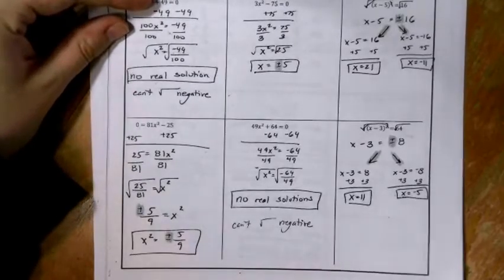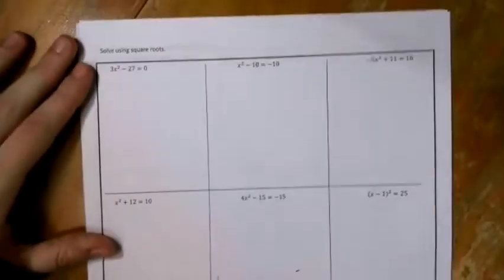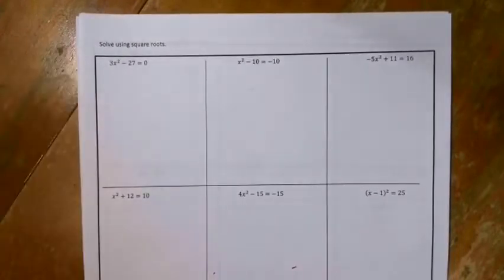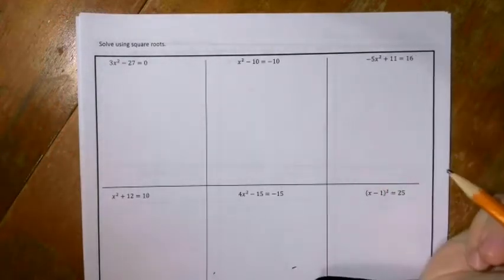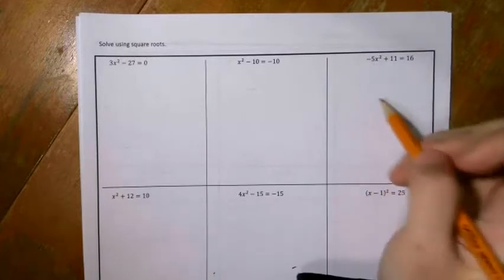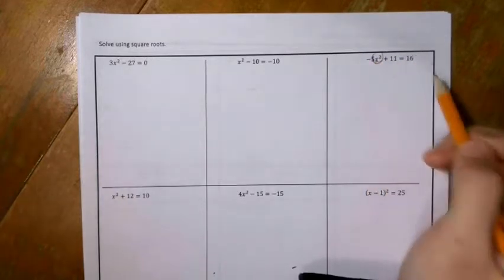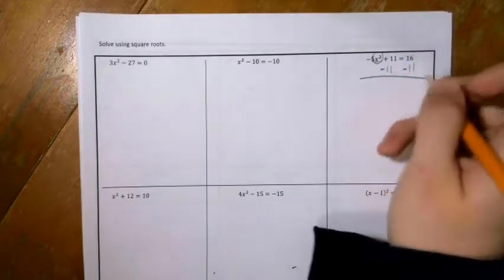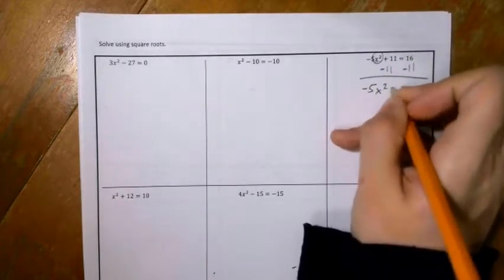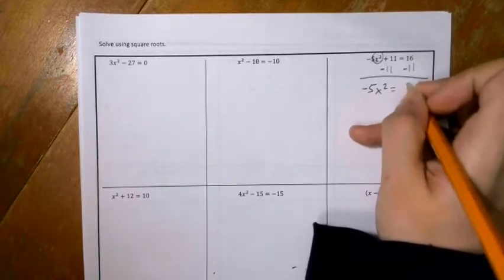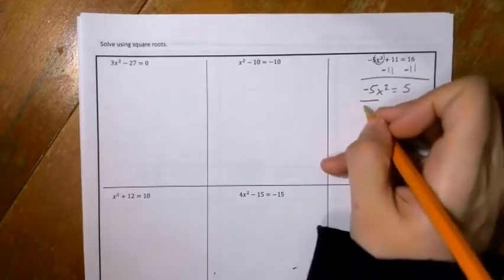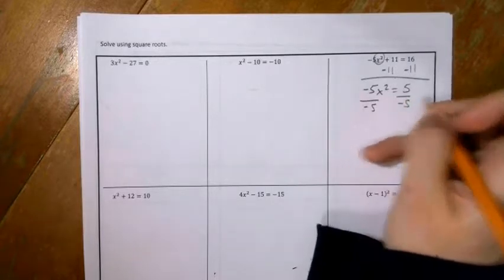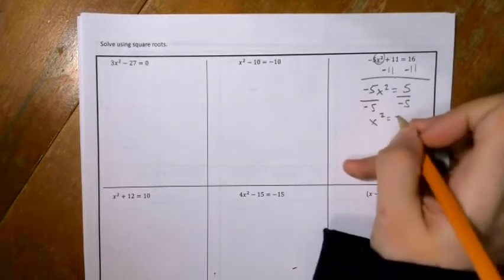Let's take a look at some more. All right, I'm going to do this top right one. I want you to practice the rest. So let's do the top right together. I want to get our x squared by itself. So the first thing I need to do is subtract 11 on both sides. So we have -5x² = 5. Next, I need to divide by negative 5. So we have x² = -1.